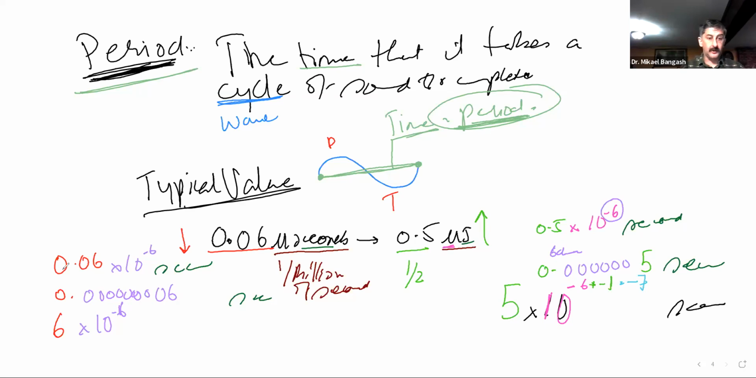But here you move it 2 decimal places, so that minus 6 is going to be added with minus 2. So you end up with minus 8 seconds. So 6 raised to the power minus 8 seconds.